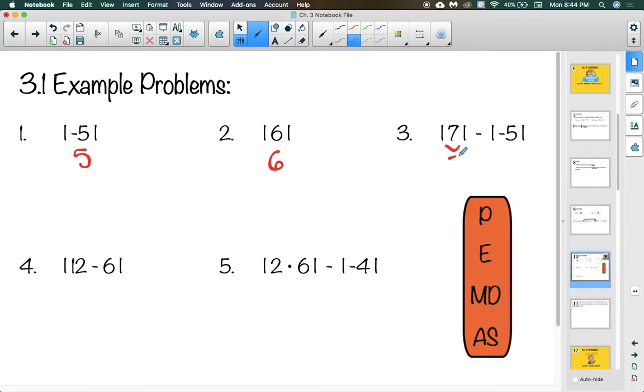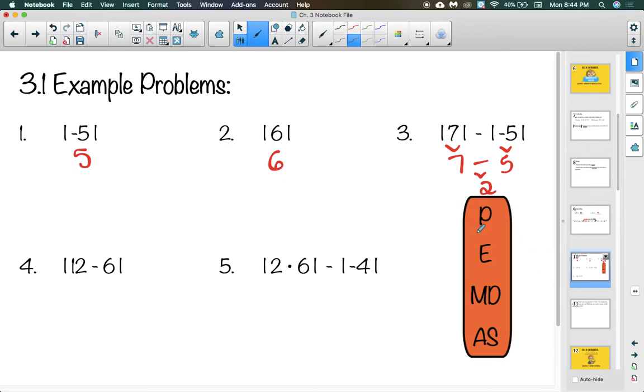The absolute value of 7 is 7. The absolute value of negative 5 is positive 5. Bring that subtraction sign down. And now we can finish the problem by doing the subtraction. 7 minus 5 is 2.